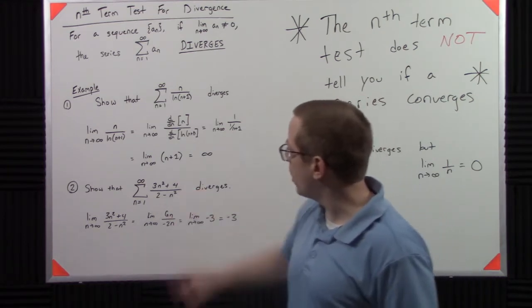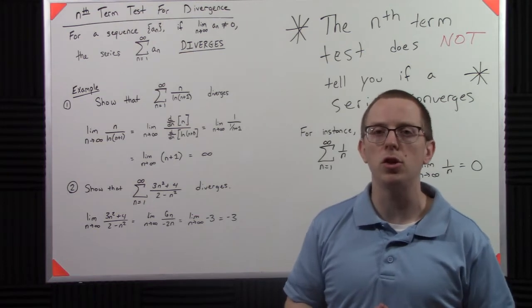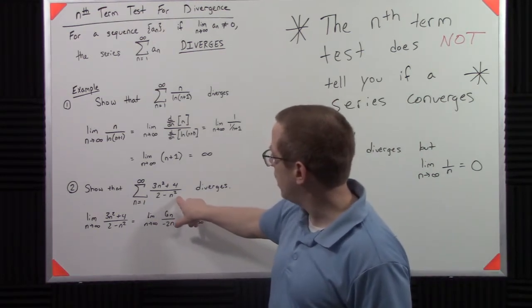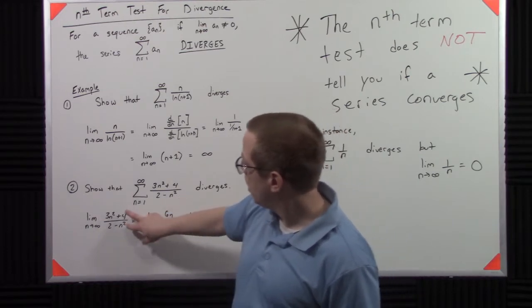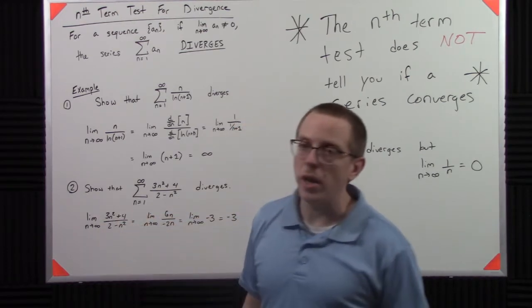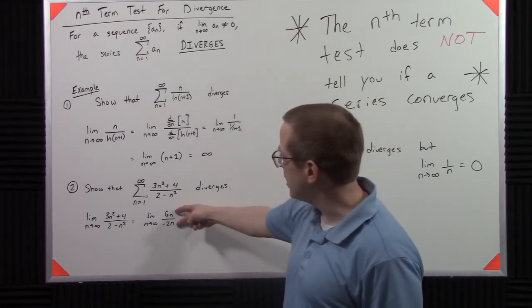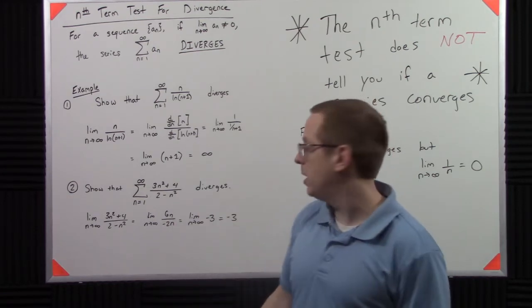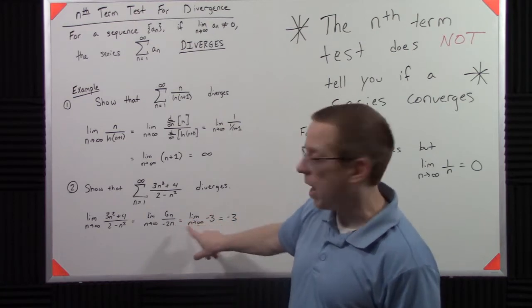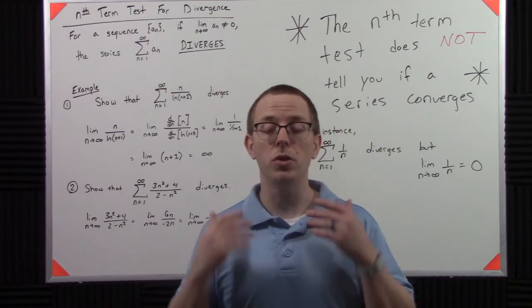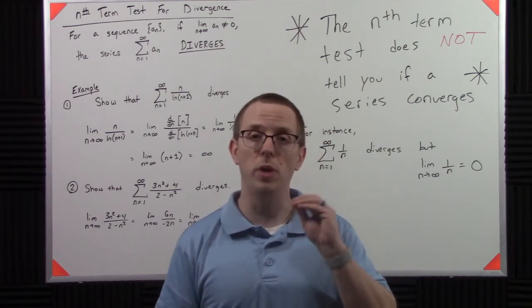I've got 3n squared plus 4 over 2 minus n squared. Well, if I take the limit here, I also have an infinity over negative infinity. So let's apply L'Hopital's rule again. I get 6n over negative 2n. I can reduce that fraction to negative 3. So I get a sequence that converges. So the sequence actually converges to negative 3.